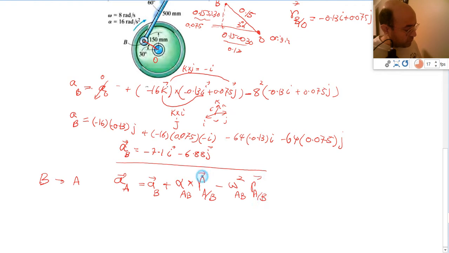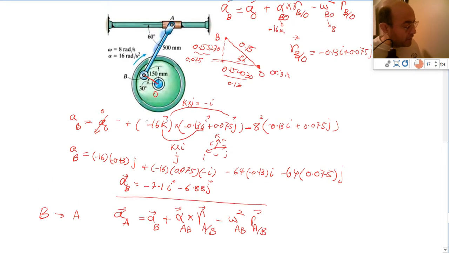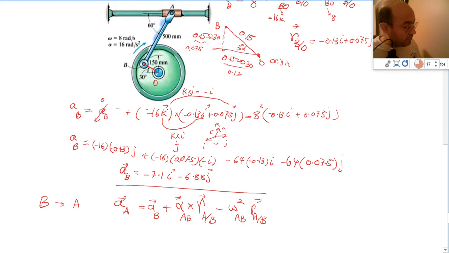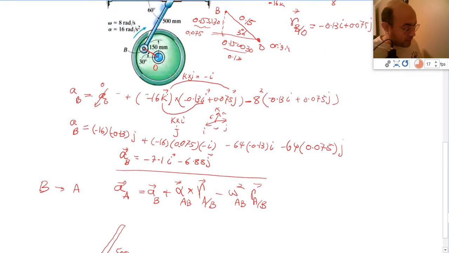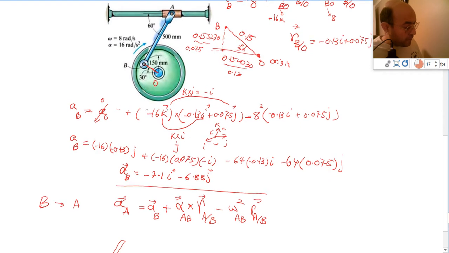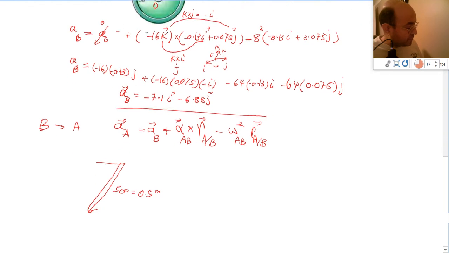RA with respect to B is just a position vector that describes, if I go from B to A, how much I'm going to go up. So if you go from B to A and the angle is 60 degrees, the length of BA is 500. I'm going to have a picture like this. The length of this is 500. Because the other one I used as meter, I'm going to use this one as meter too. This will be 0.5 meter. The angle up here is 60 degrees.